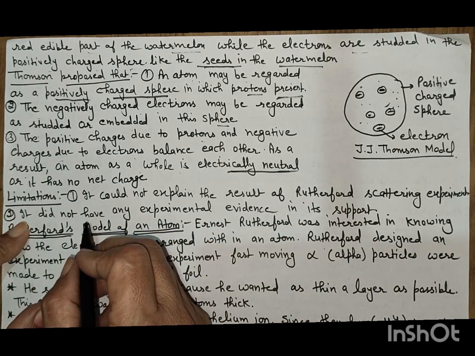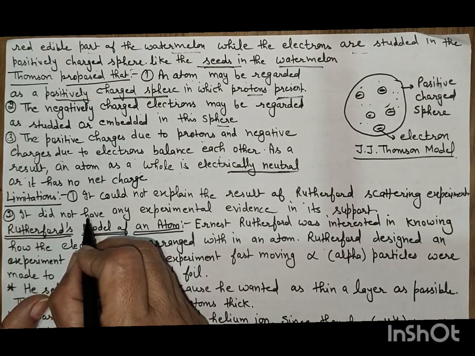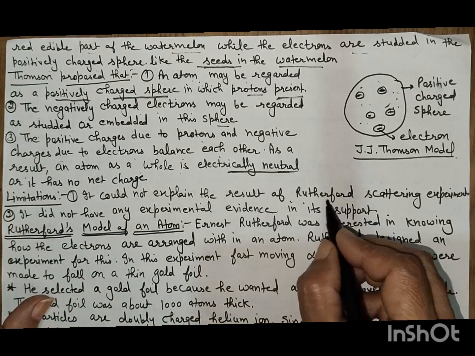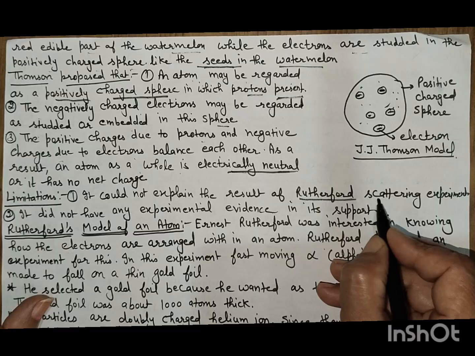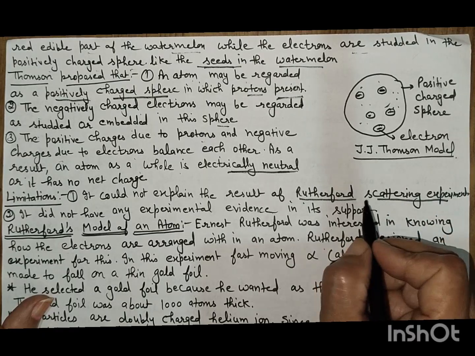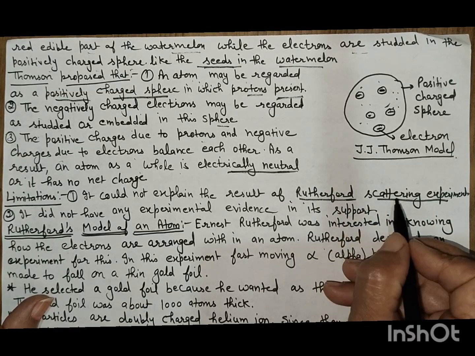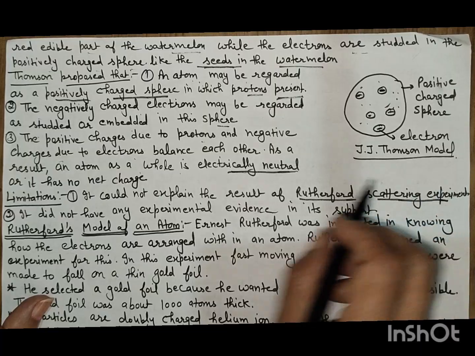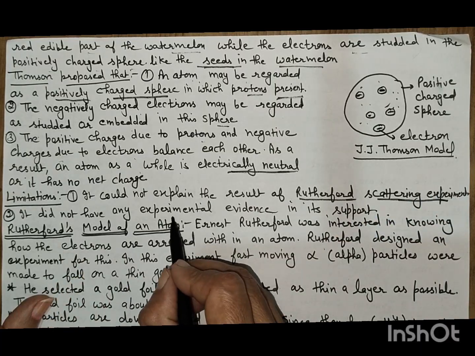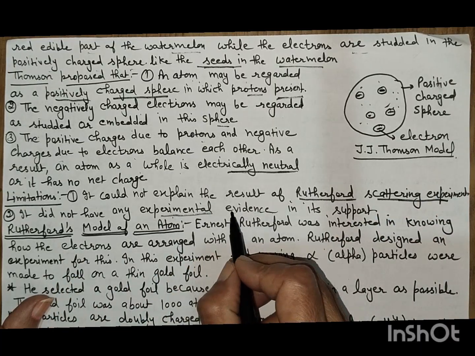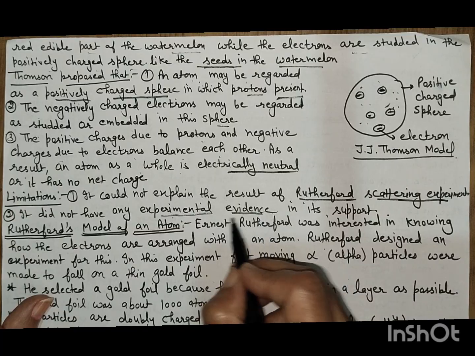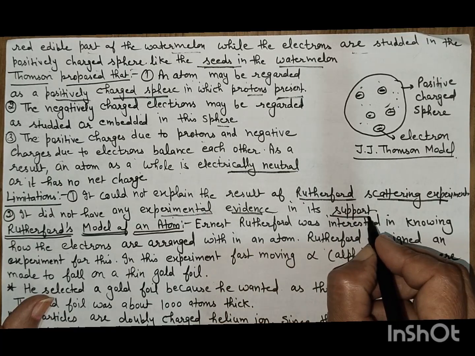Now, what were the limitations of the Thomson model? It could not explain the result of the Rutherford scattering experiment. It did not have any experimental evidence in its support.